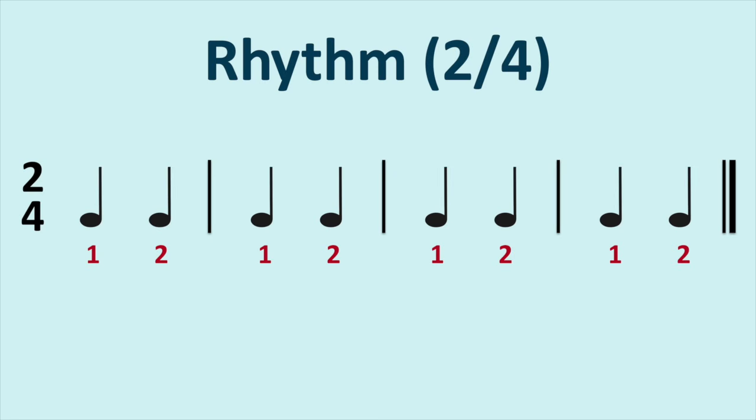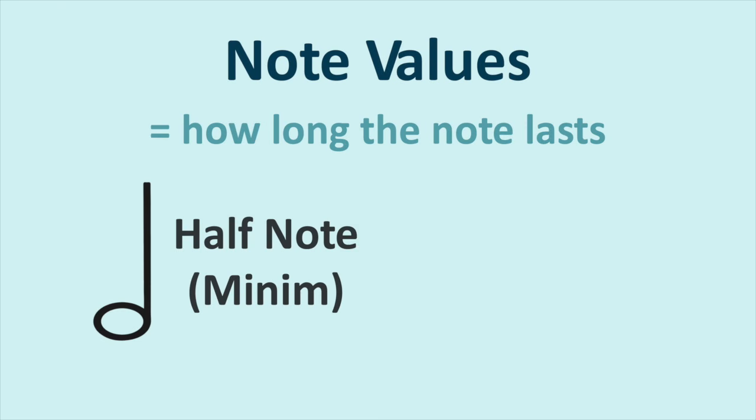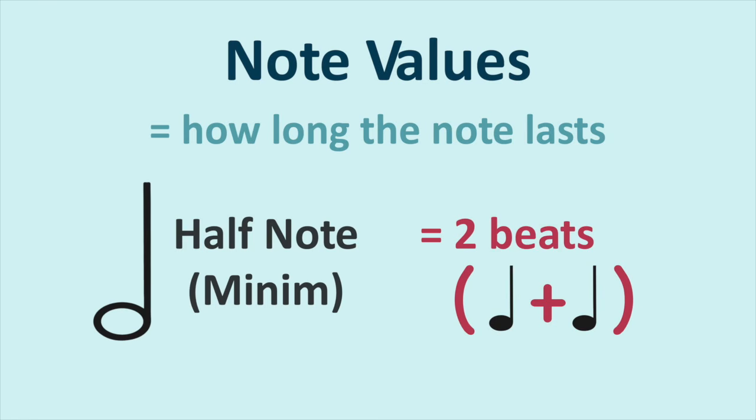However, in a piece of music, you will usually come across different note values. The value means how long the notes last. For example, a half note or minim, which has a white note head with a stem, lasts for 2 beats. So 1 half note equals 2 quarter notes in duration.